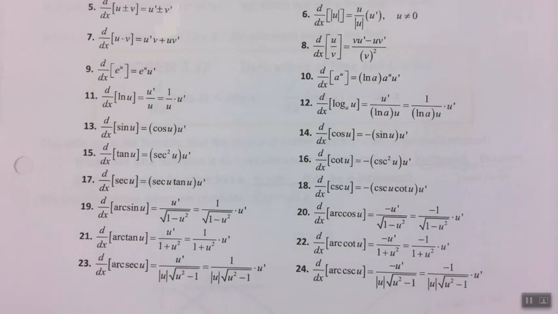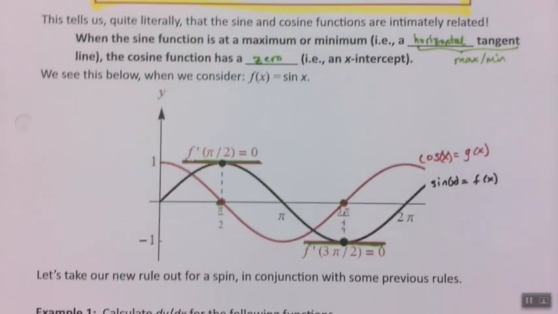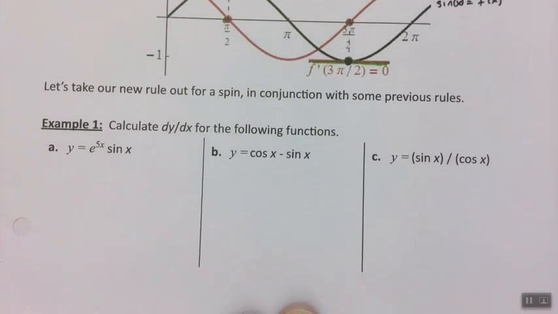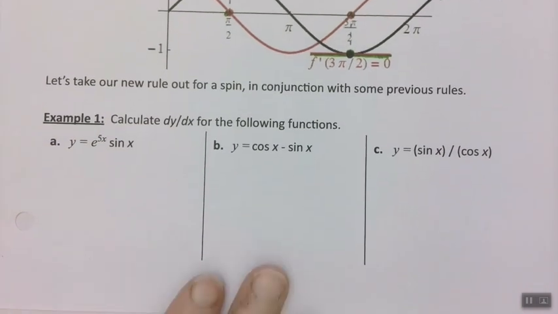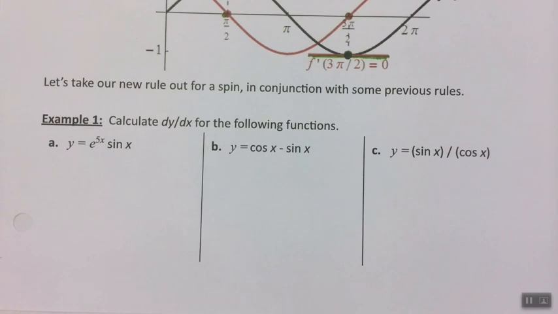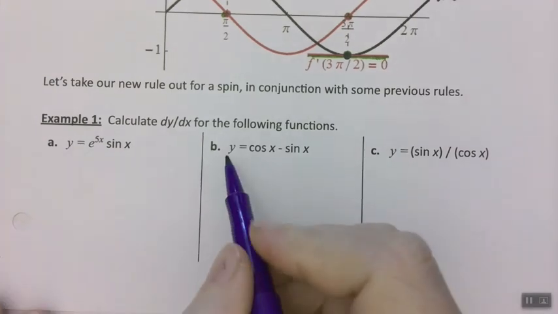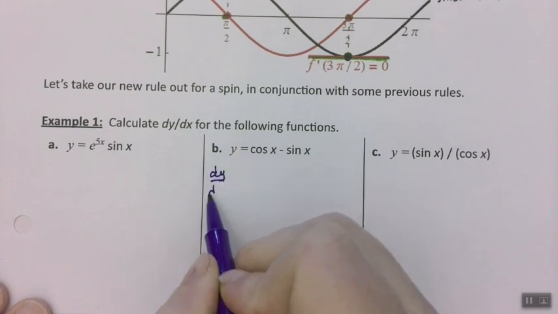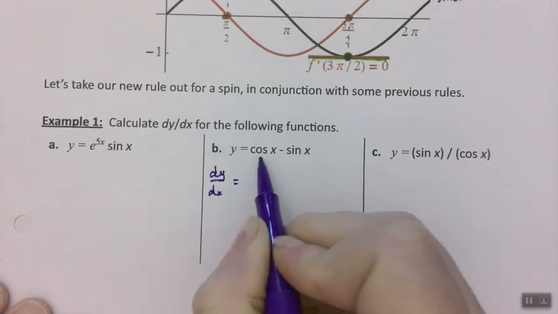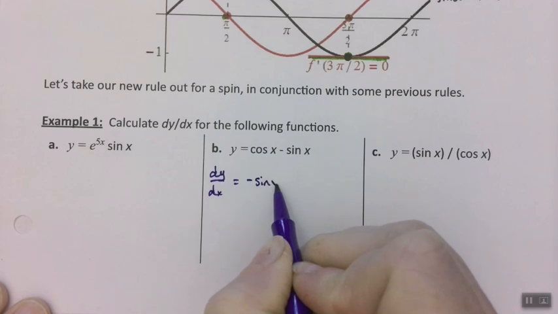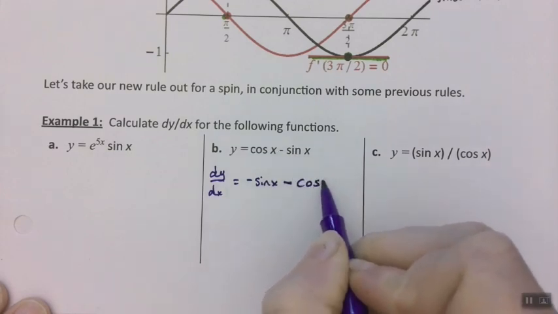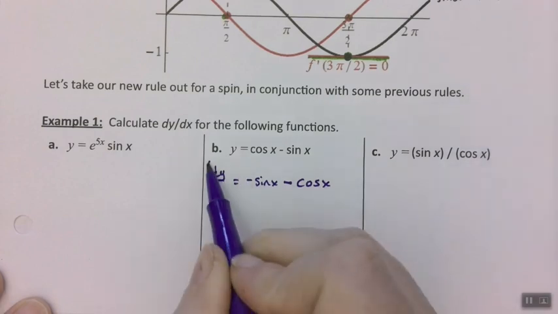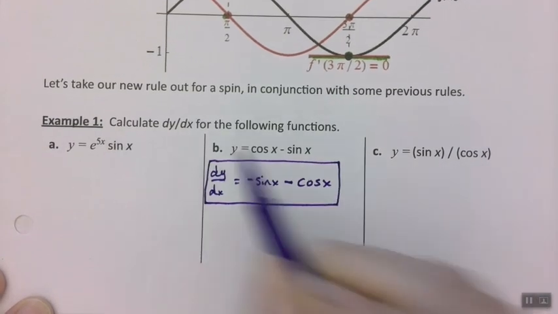Okay, so let's use those to find some derivatives, shall we? Okay, so we'll take them out for a spin. Well, I have these kind of out of order. The easiest one is actually letter B. So I'm going to do letter B first because it's so simple. So letter B, the derivative of that is dy over dx, which is the derivative of cosine is negative sine of x minus the derivative of sine is cosine of x. And you're done. That's all there is to it.